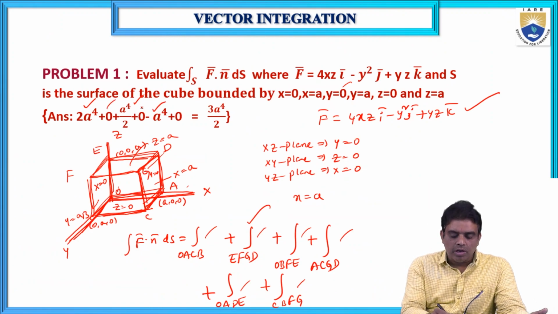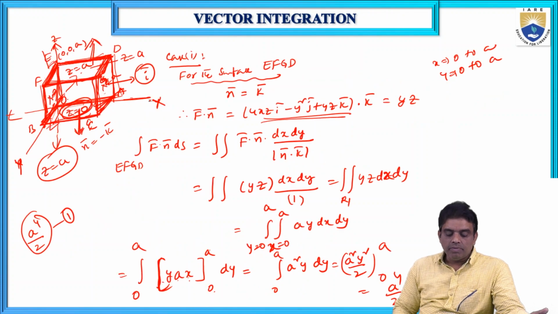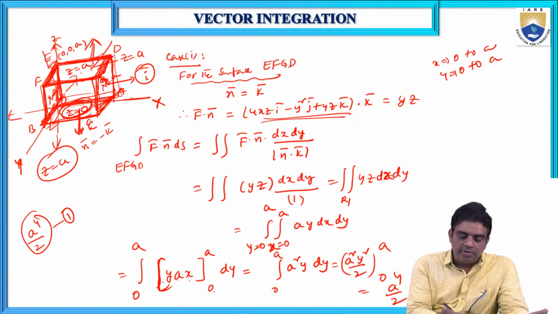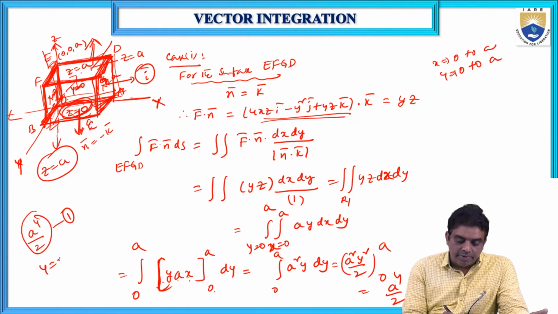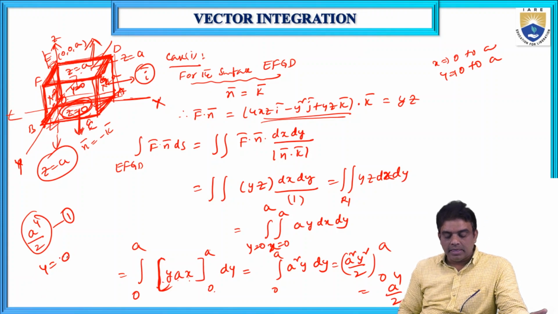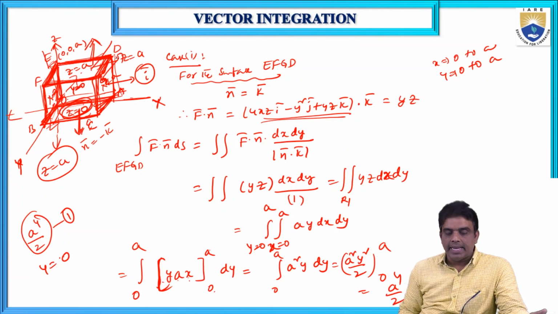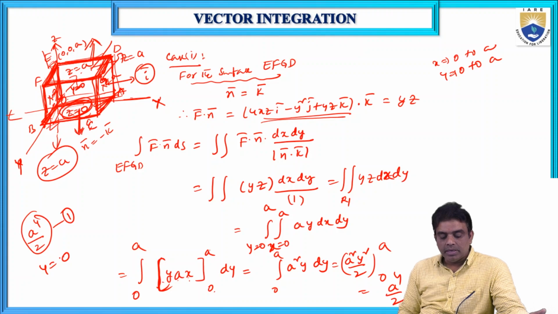So two of them we have already reached, and the last one. What is the last one? We have to consider the plane. This is the backside plane. So what is the equation of this plane? In the xz plane, this is y is equal to 0. So for the plane equation y equal to 0, what will you get for f bar dot n cap? The outward normal vector is in the negative y axis.